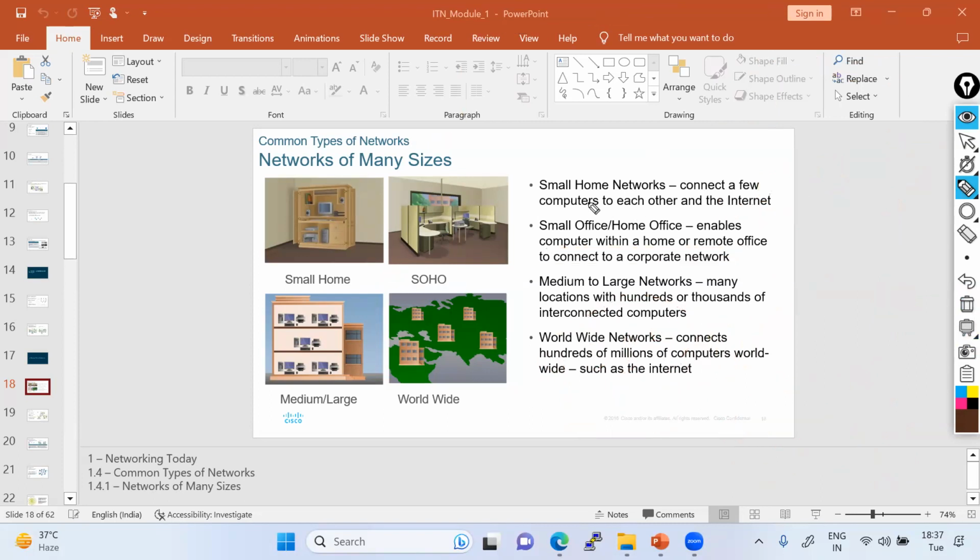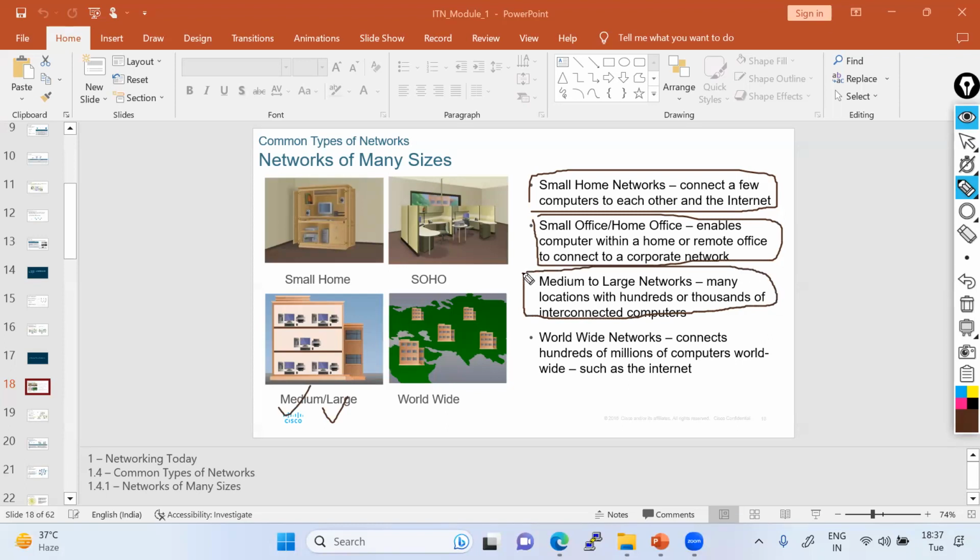Okay. So they are talking about a small home network, connecting a few computers to each other and to the internet. A little bit more than a few, like 8, 10, 20, then you can go with the small office. But when you go for medium and large, you require a very good network. You require a lot of switches, maybe multiple routers for redundancy, multiple ISPs, right? Because you have thousands of employees. You require access points, WLCs, a lot of network devices.